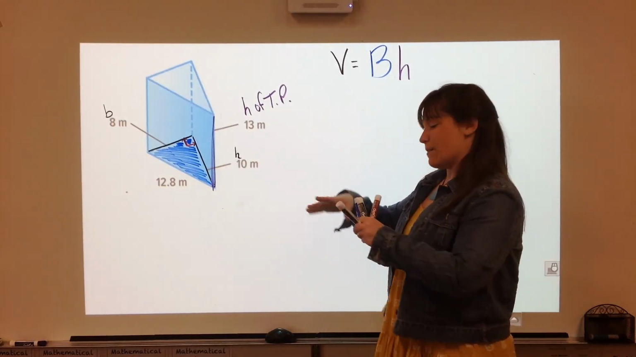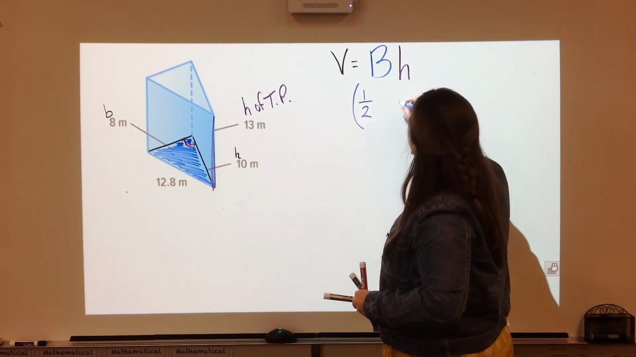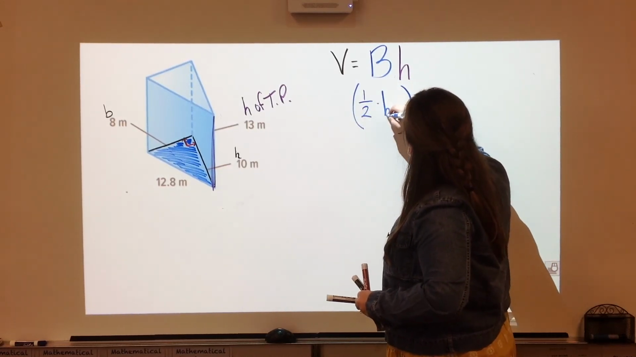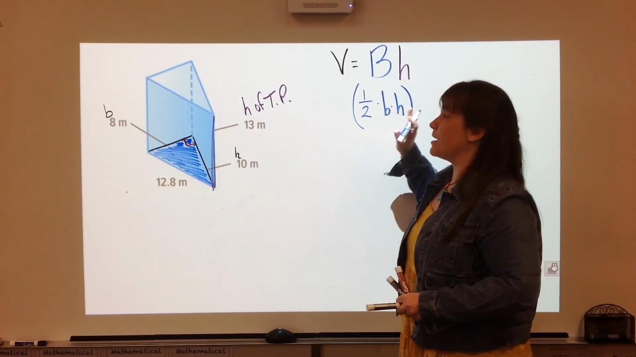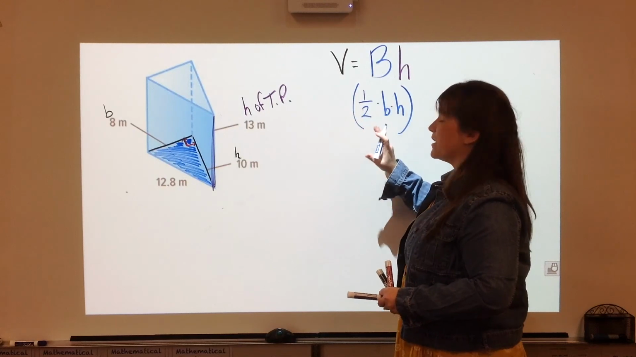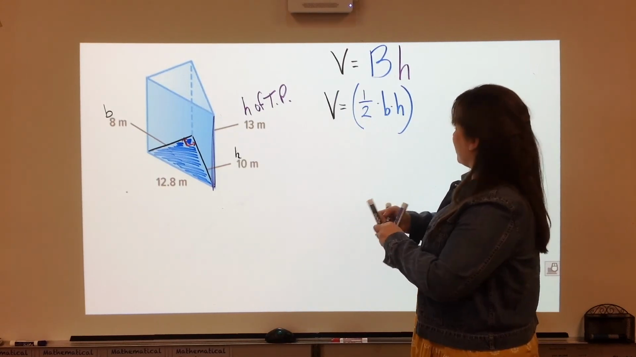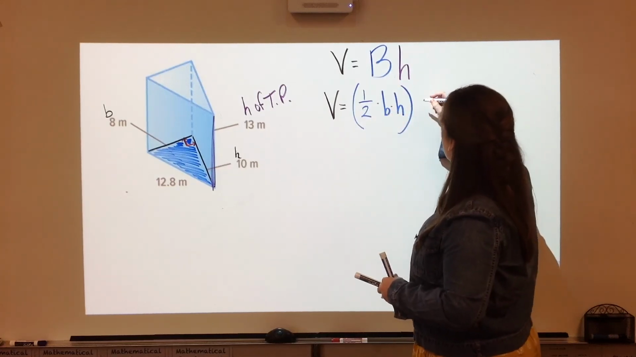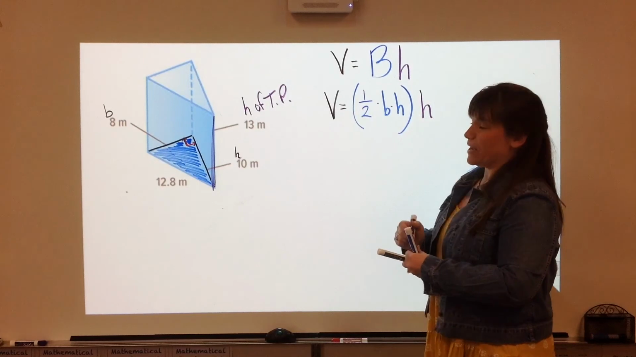So this big B, I'm going to rewrite, and I'm going to plug in the area formula for a triangle. Triangle area is half the base times the height. Notice I put that in parentheses because that is big B. Then I have to multiply this blue piece with the height. So the area of the base is going to be multiplied by the height.